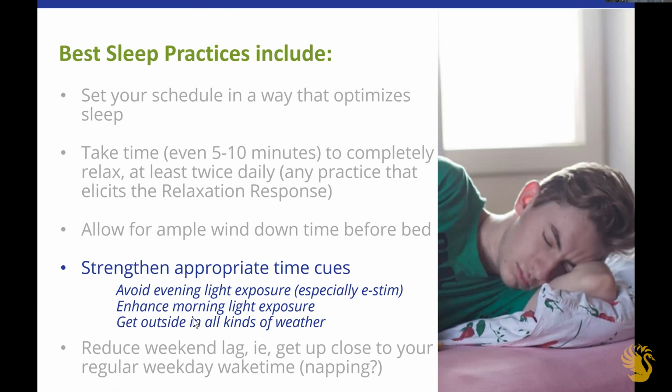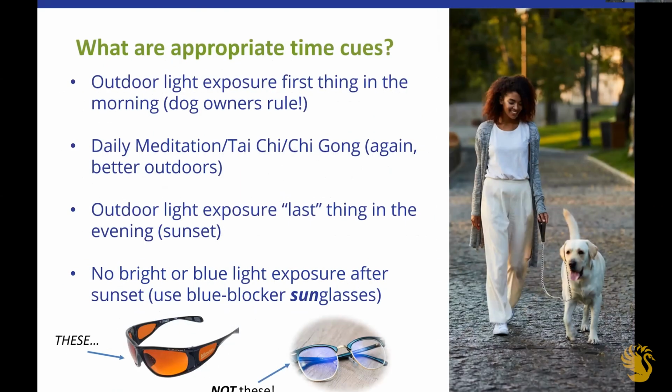Strengthen the appropriate time cues, okay? So this is really all about light. In the morning, outdoor light exposure first thing is the best, because the light we get outdoors, even for 5 minutes, is enough to send a strong signal into the brain to tell us it's morning.